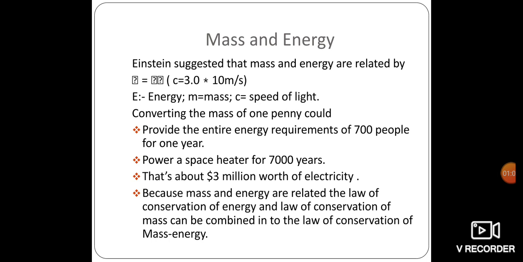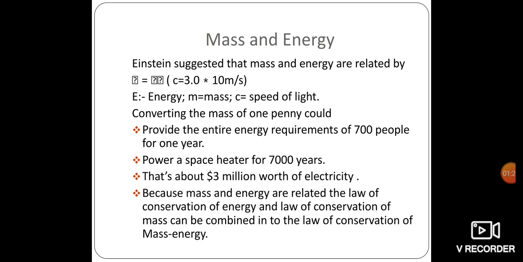Mass and energy relation. Einstein suggested that mass and energy are related by the equation E = mc². E is the energy, m is the mass, and c is the speed of light, which is equal to 3 × 10^8 meters per second.